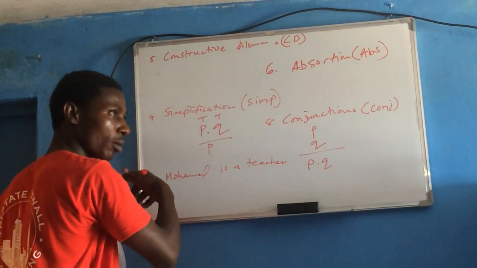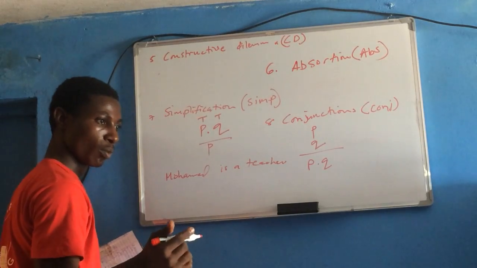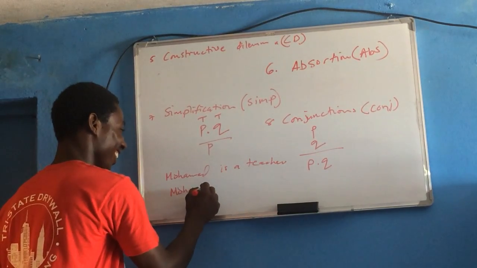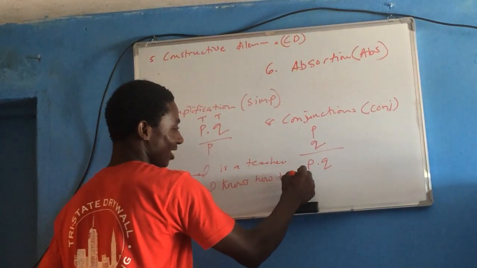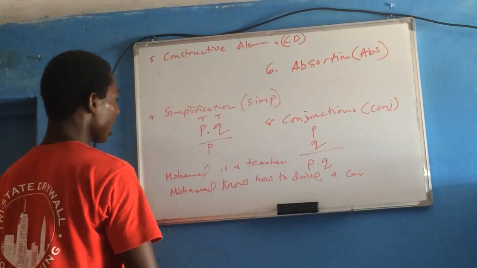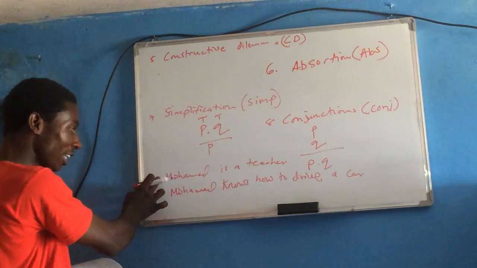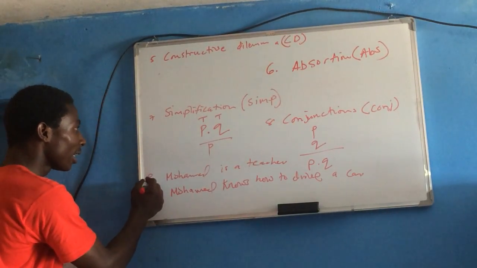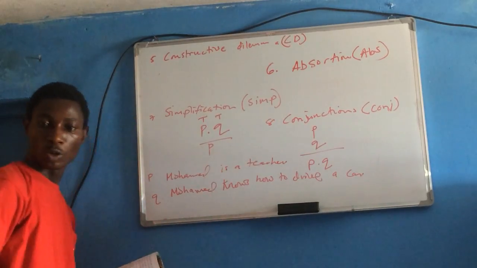Let's say Mohammed is a teacher, and let's think about another statement that is also true. Mohammed knows how to drive a car. Now I can put both statements 1 and 2 together. If we put both statement 1 and statement 2 together, it can also be true. If statement 1 is P and statement 2 is Q, we can put statements 1 and 2 together, which is P and Q, to also be true.